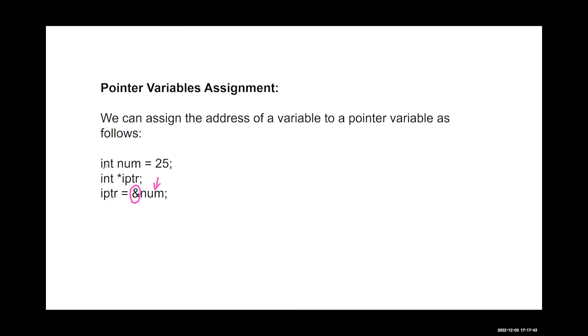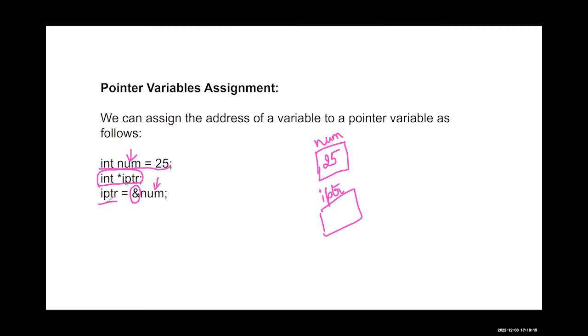Now what am I doing here? As you can see, I am declaring a normal variable of type int whose name is num, and then I am assigning the value 25. So what happens? I am allocating a memory location whose name is num, and then I am storing the value 25. Next, I am declaring a pointer variable whose name is iptr. Now what am I storing in this iptr?